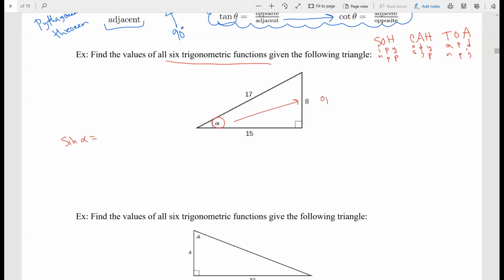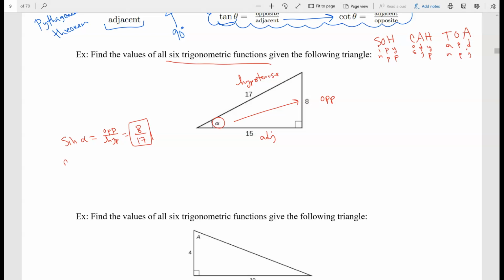Here is the opposite, here is our adjacent, and here is our hypotenuse. Our sine is going to be the opposite over the hypotenuse. So in this case, my opposite is 8 and my hypotenuse is 17. That's my answer. We're not doing anything else. We're not finding the angle.